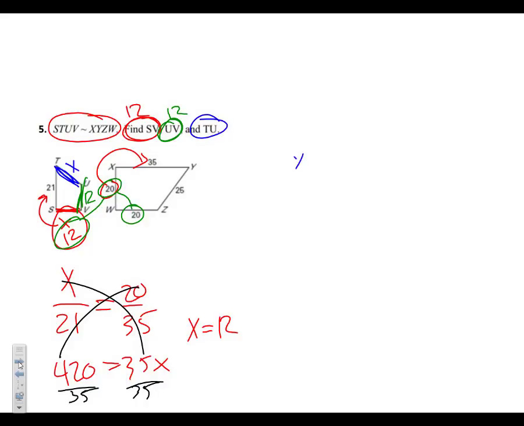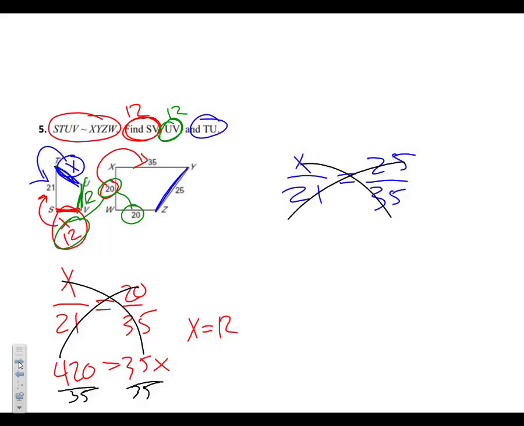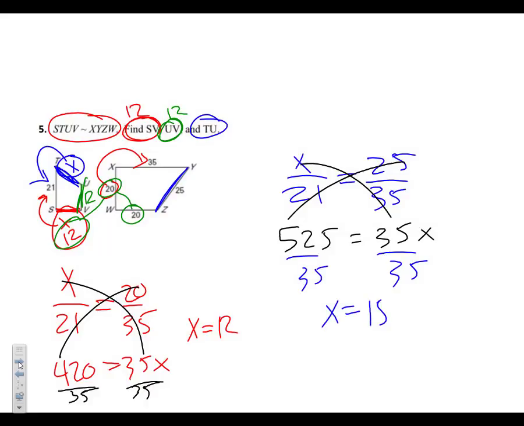I'm going to call that X with my blue. And I'm going to again do that one to side 21. The corresponding side to X would be right here, which is 25. And the corresponding side to 21 again is 35. So now when I do my cross products, 21 times 25 is 525, and that equals 35x. When I divide by 35, I get that x is equal to 15. So that means that side is 15.